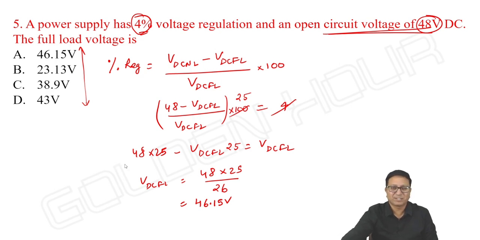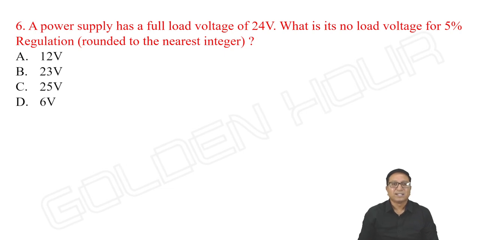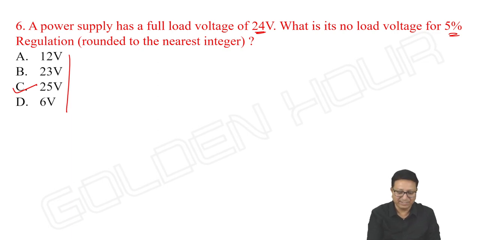Okay, it comes. Next, a power supply has a full load voltage of 24 volts. What is its no load voltage for 5% regulation? So full load voltage is 24. The no load voltage is greater than the full load voltage, and regulation is very less, so it is close to 24 but greater. If you look at the options, without calculations we can blindly take the answer as 25. Only one value is greater and close to that. Okay, let us check it.